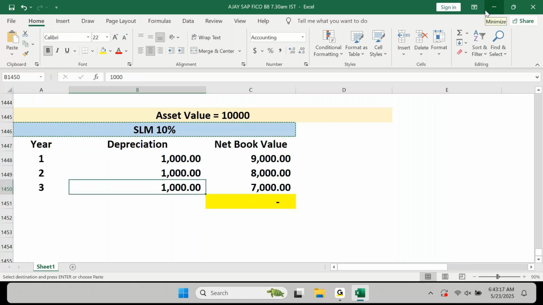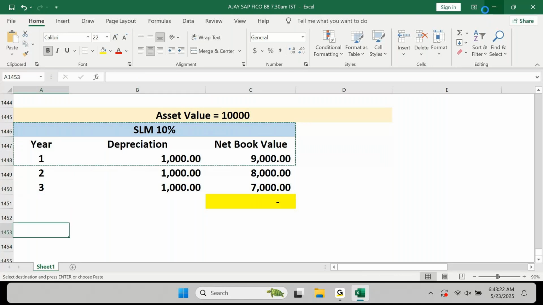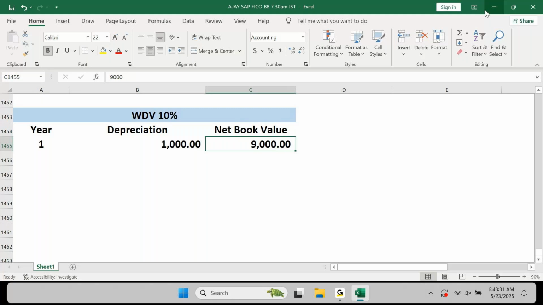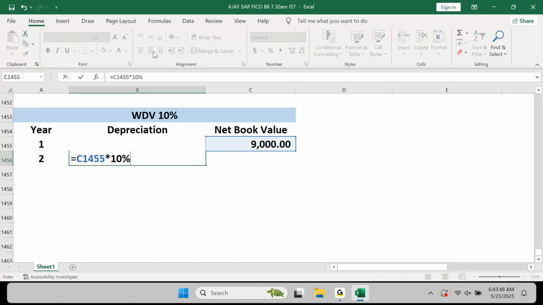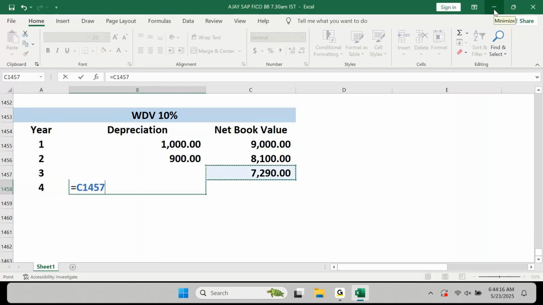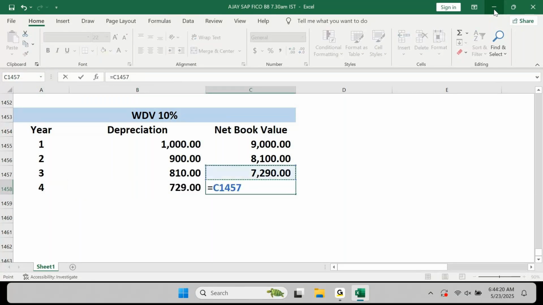In case you take something like this, the WDV method. First year it is the same. Second year, it's 9,000 into 10%, which is 900, and this will be 9,000 minus 900, which is 8,100. Third year, 810 rupees, into 10%, and this will be 8,100 minus this. Is this right? Like this, you keep repeating. 7,290 into 10%, and this minus this until this becomes zero.